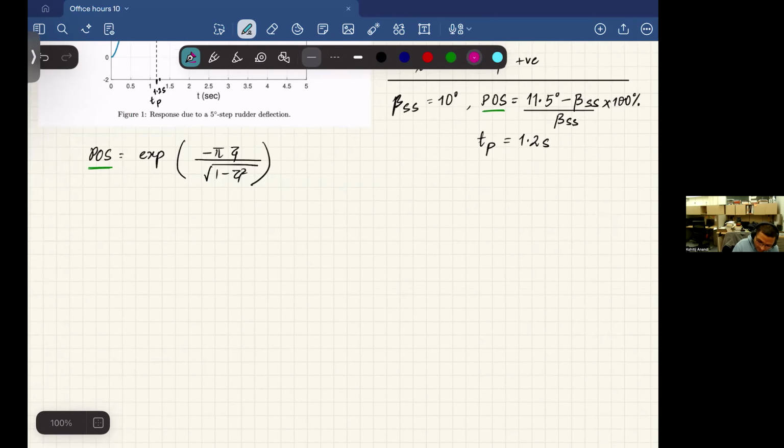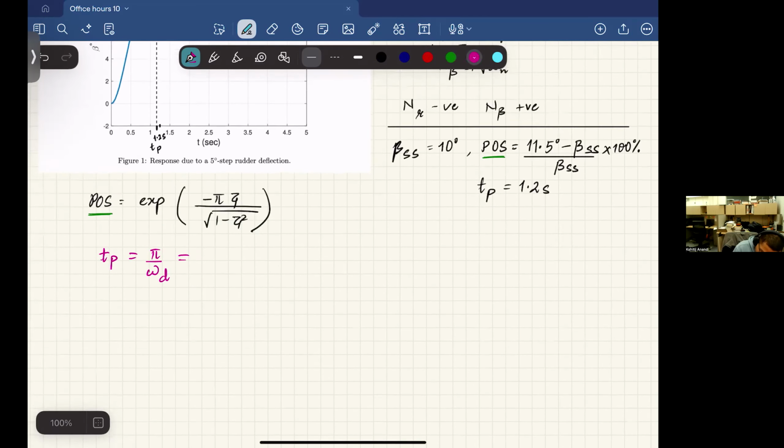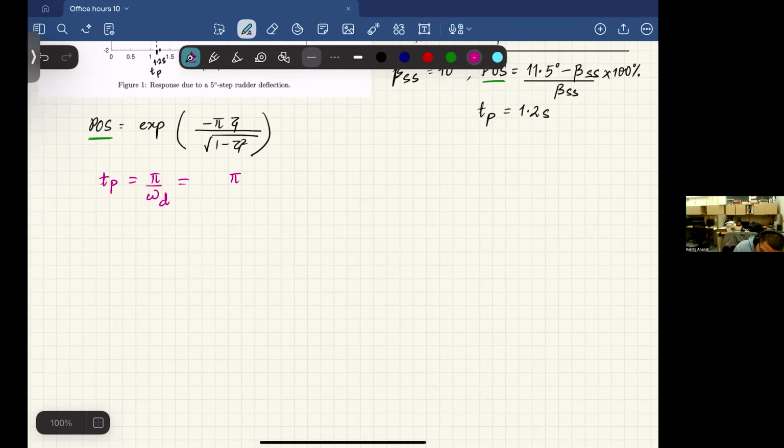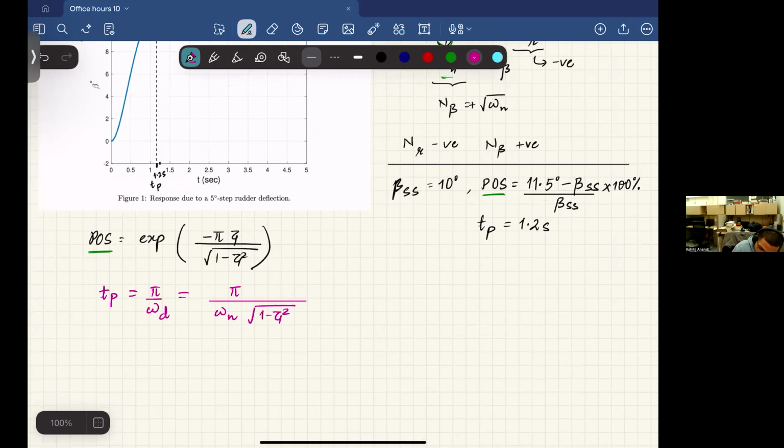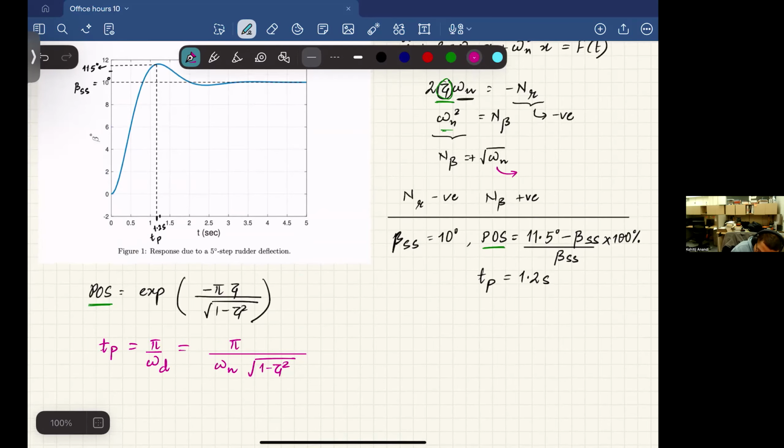Recall that the time at which the peak overshoot happens is given as pi over omega d, where omega d is not the natural frequency, it's the damped frequency. And what's the relation between natural frequency and damped frequency? It's omega n root over 1 minus zeta square. So don't make the mistake of plugging in omega d here. This would be wrong. This is natural frequency.